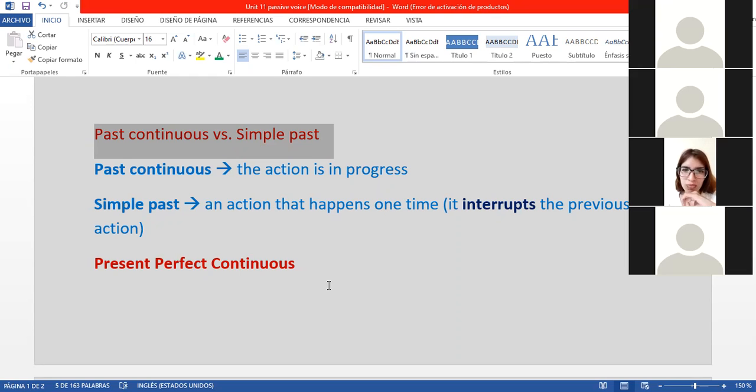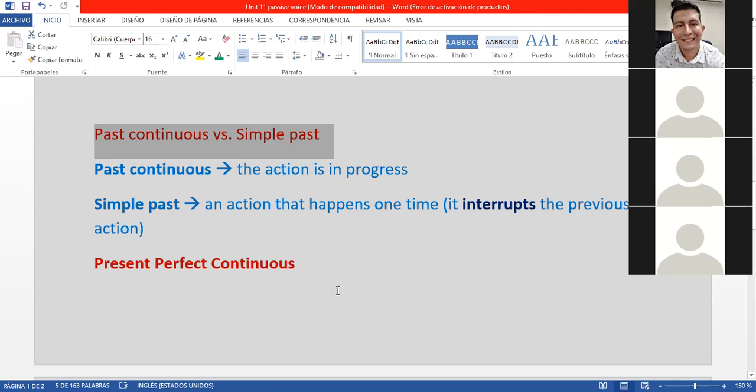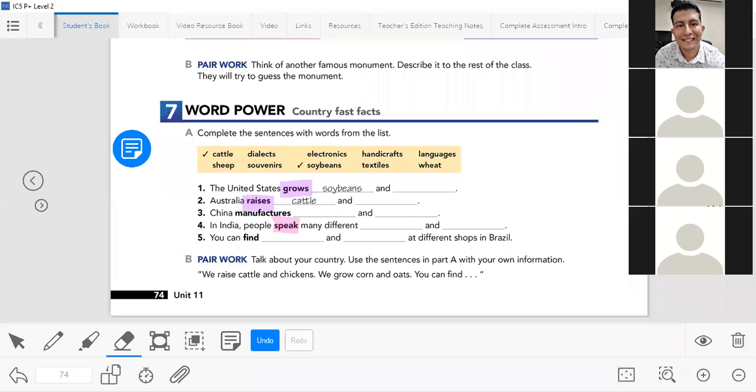I think you were going to say it. Past continuous is the longer action. Which one is the one that interrupts the longer action? Oh, simple past. Yes. Remember, guys, that simple past only happens one time also, okay? Any questions here? Alrighty.